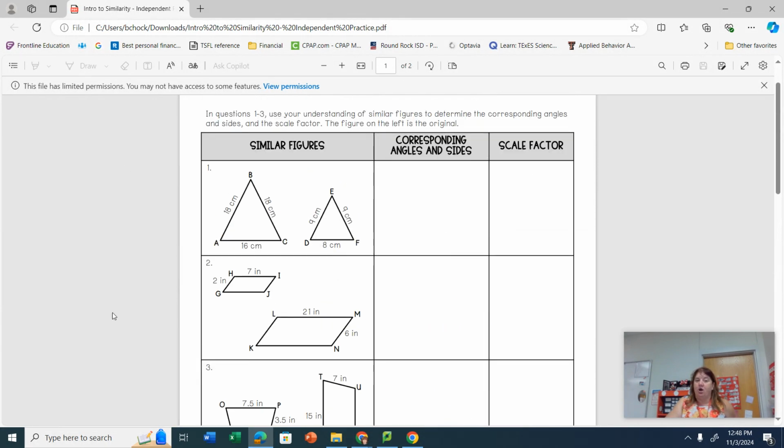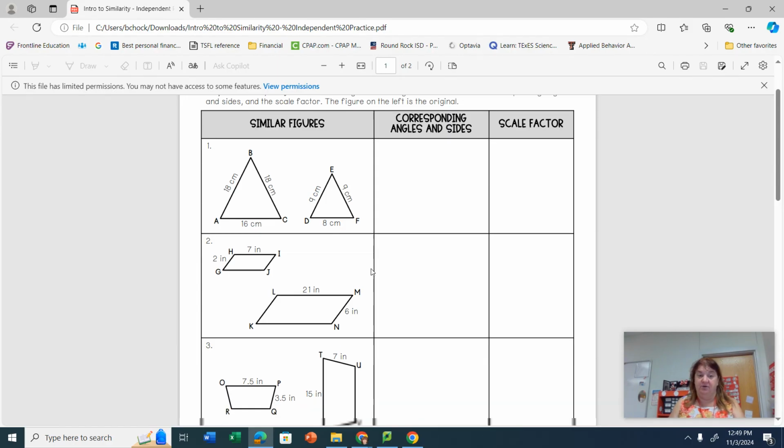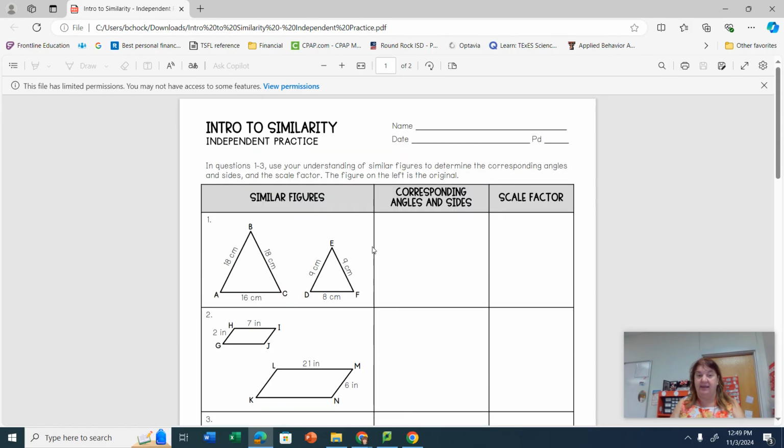So you're going to work on this on your piece of paper, and then you need to turn this in, and it'll be corrected, and it'll be a grade. So you'll have two things that are graded. Your Edpuzzle that you're working on, and then this right here. Those are the two things that will be graded. Okay? Thank you.